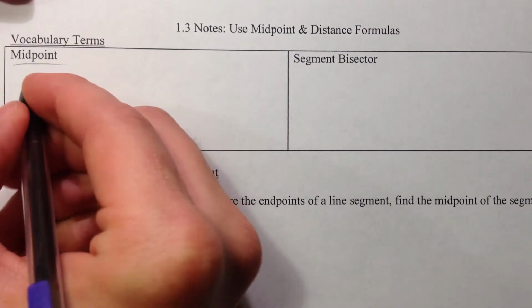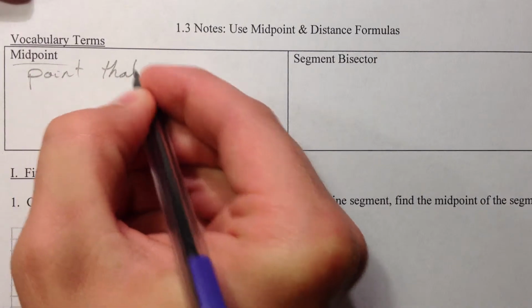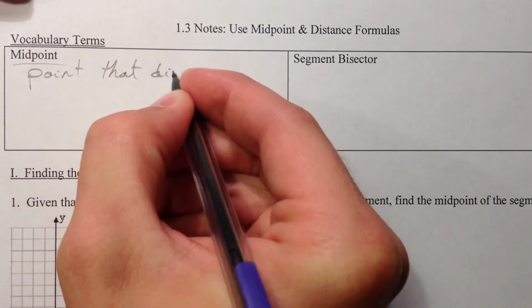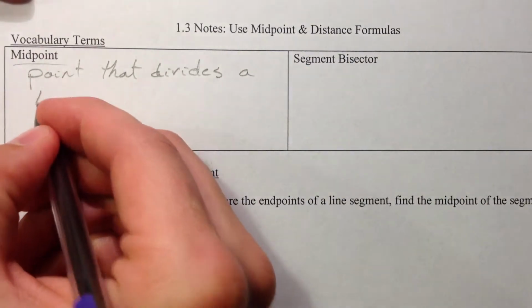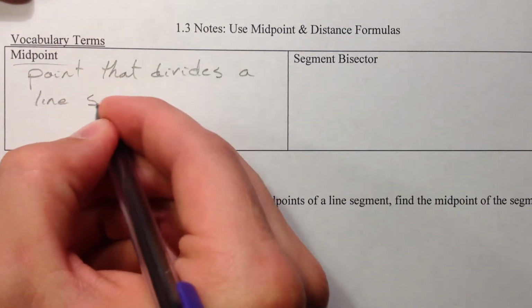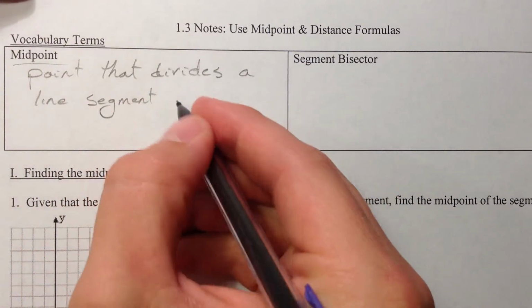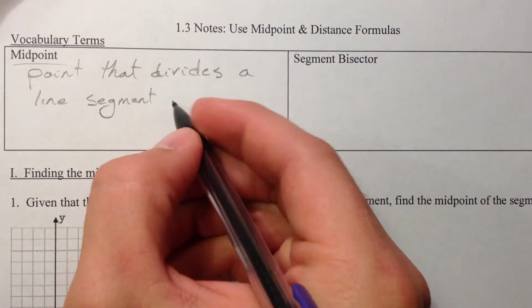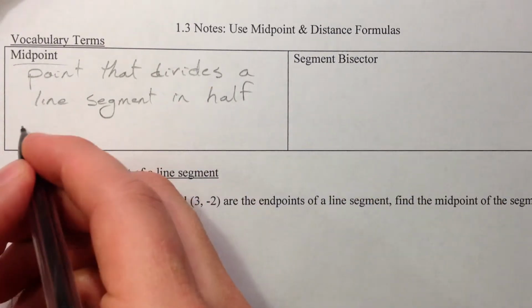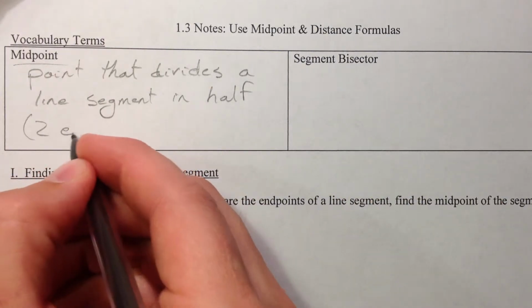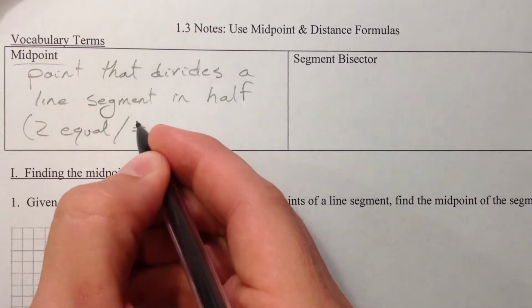So we're going to call it the point that divides a line segment precisely in half, into two equal or congruent parts.